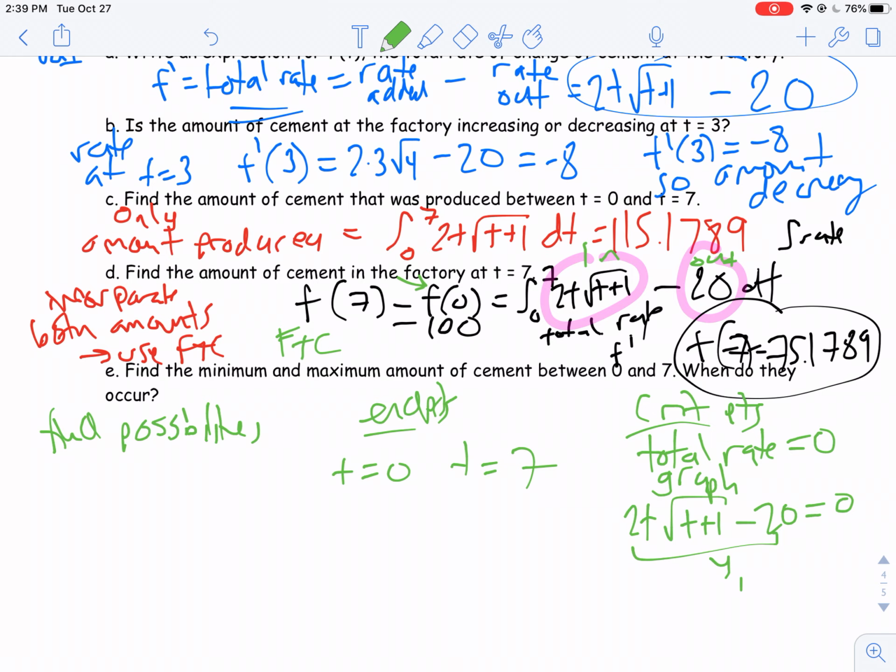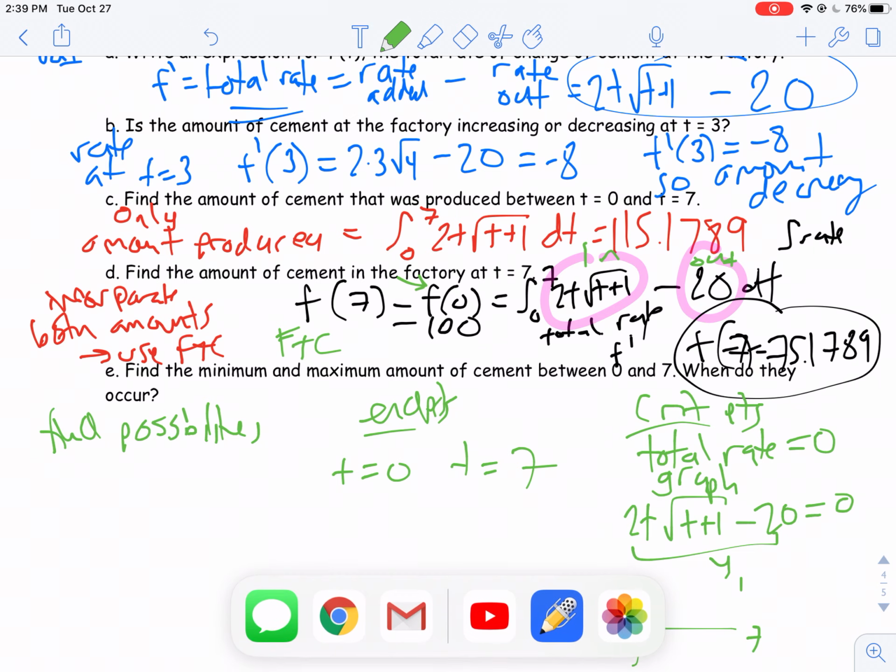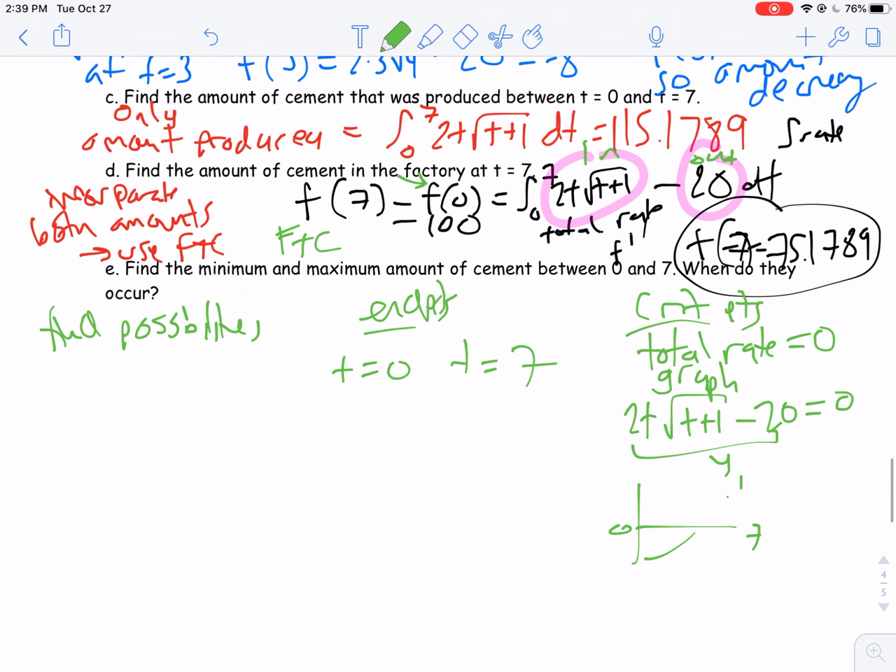it should look something like this, right? If you just look from 0 to 7 for your bounds, it comes up, it comes up, and there's one critical point right here. And when you do second calc 0, that tells you you have t equals 4.54255. Okay, great. So those are my three possibilities. My first step is always.